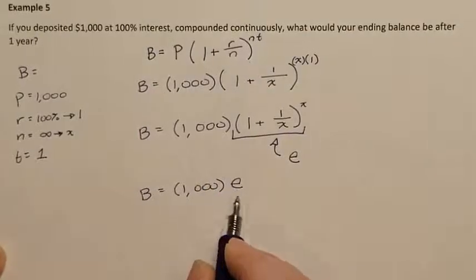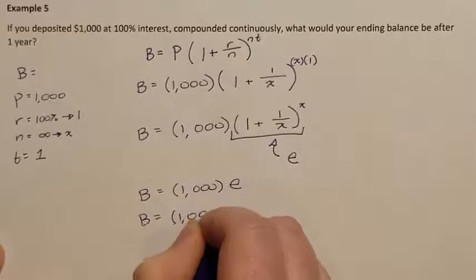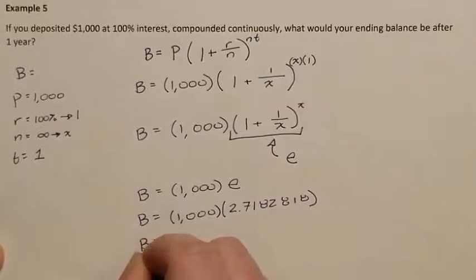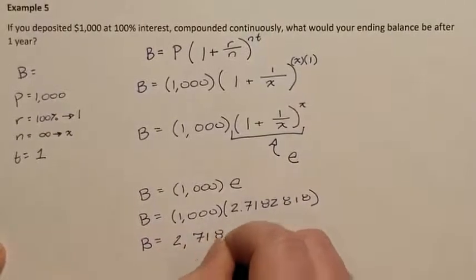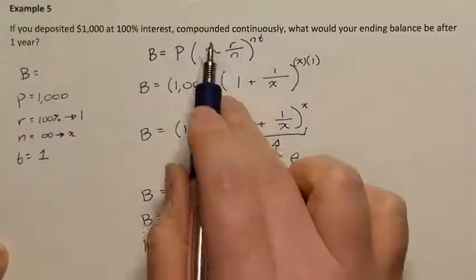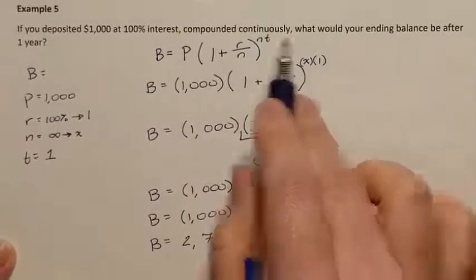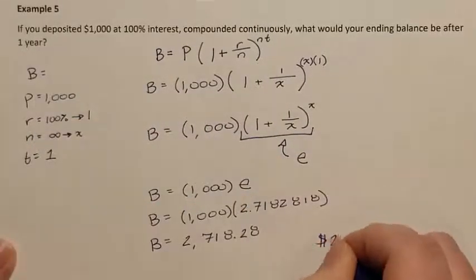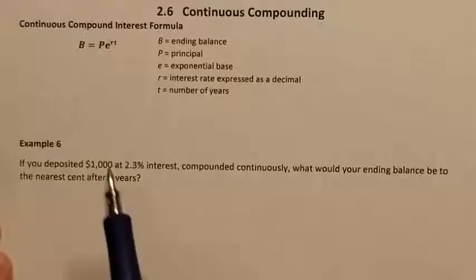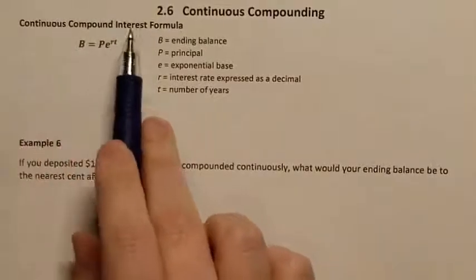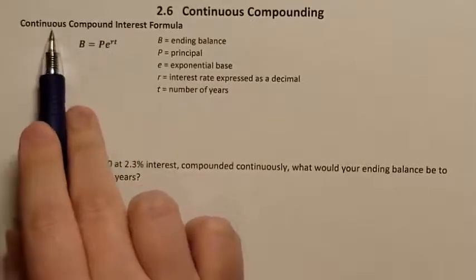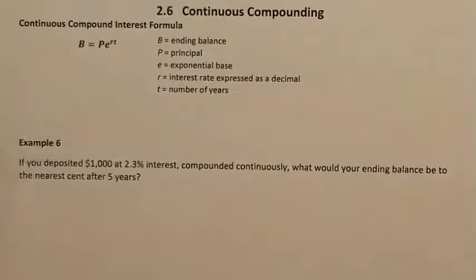Well, I know what e is. e was a decimal. So we're multiplying the 1,000 by the decimal of e. And that meant B is $2,718.28. So depositing $1,000 at 100% interest, compounding forever all the time for 1 year, you end up getting $2,718.28 after 1 year. So we have a continuous compound interest formula. B equals P times e to the rt. Continuous involves e. So let's go ahead and look at example number 6.